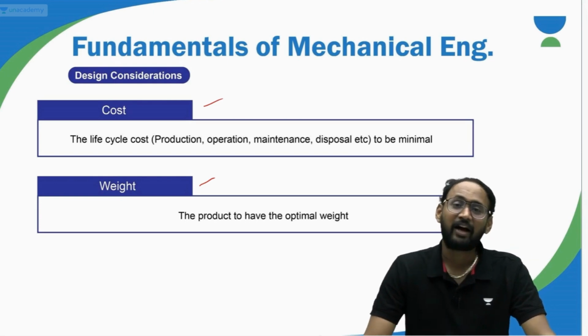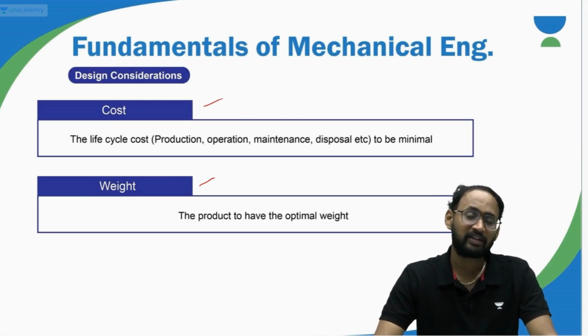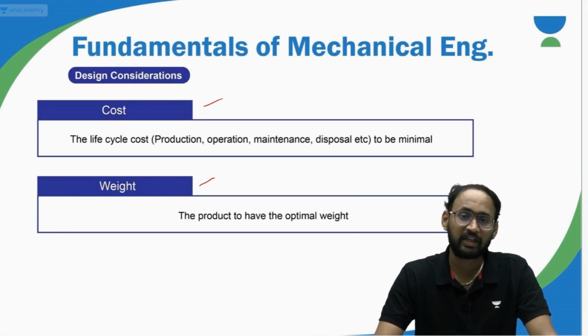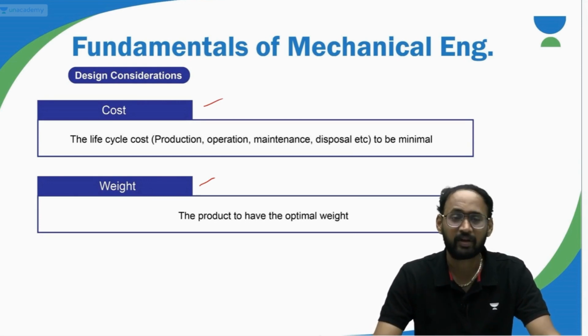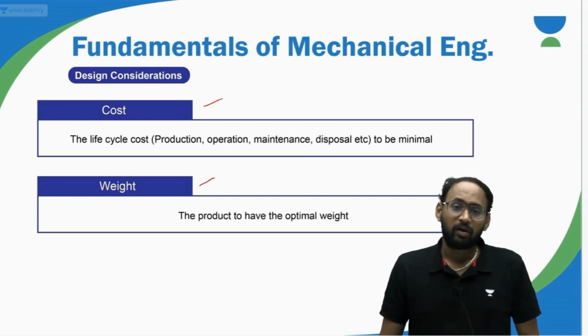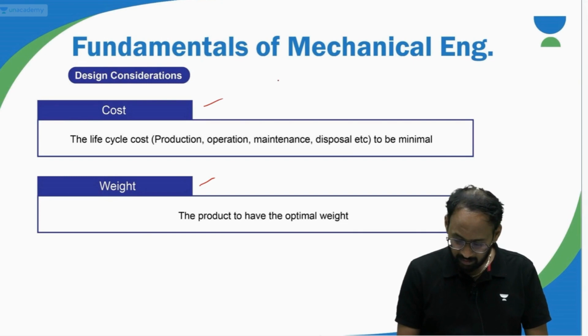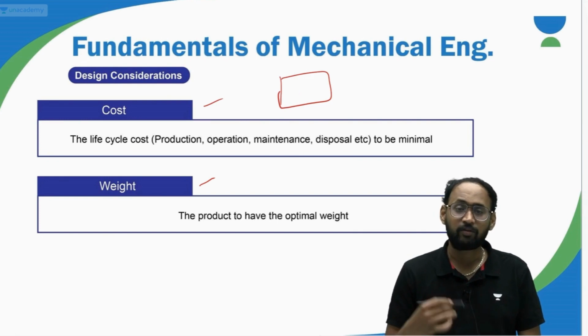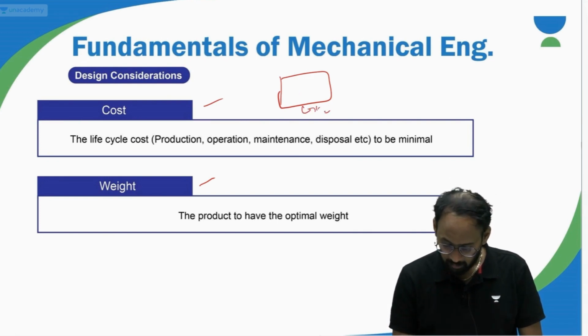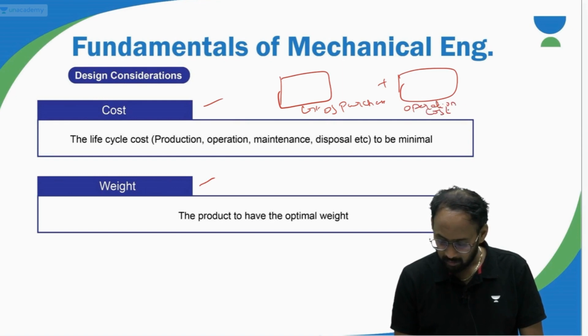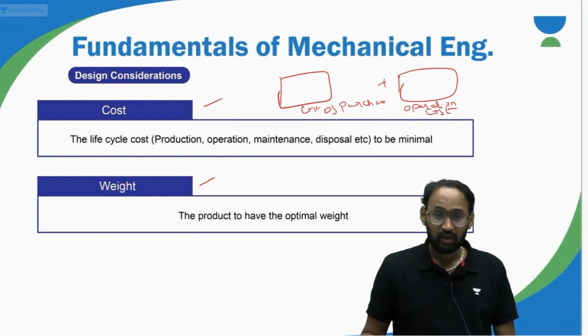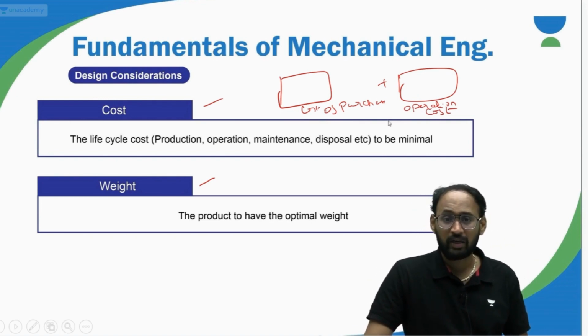Say I'm designing an automobile. I'm designing a bus, for example. Here there are two costs. One is the upfront cost or the owning cost, or the cost of purchase. And the other thing is operation costs. So how much are you going to incur on the operation cost?